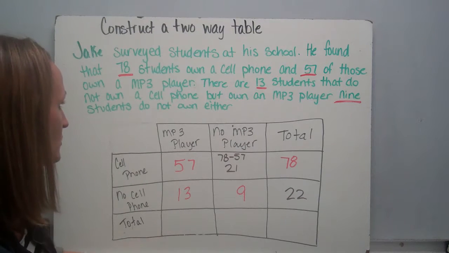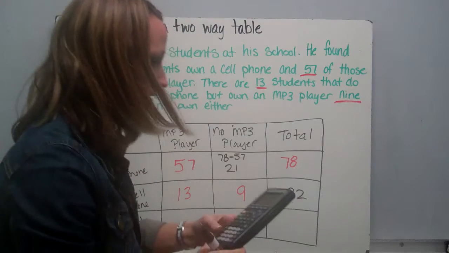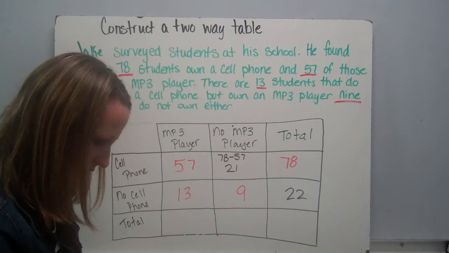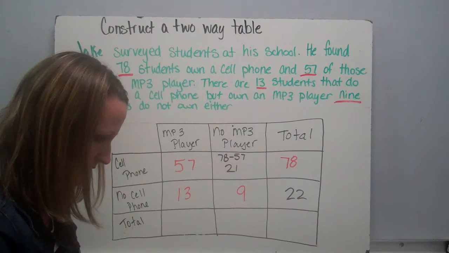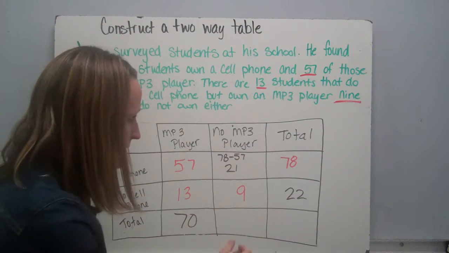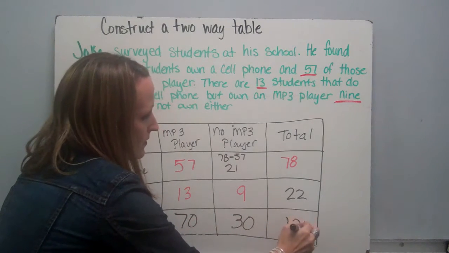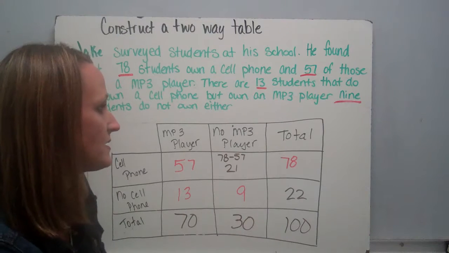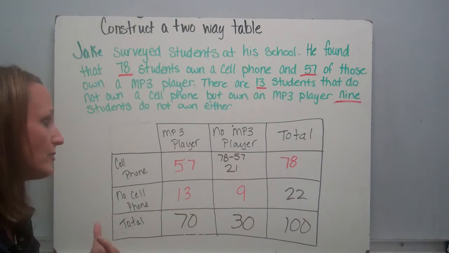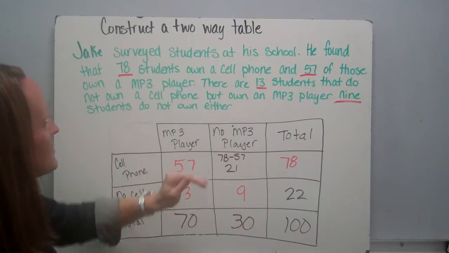Okay, so now we need to get our totals. So how many have an MP3 player total? So 57 and 13, I'm going to use a calculator just so that I'm correct. Alright. 57 plus 13, so we should have 70 here. And here, 21 and 9, that's going to give us 30. So going across our row, we have 100. We should also have 100 coming down this column. 78 and 22 is 100. So we have correctly constructed our frequency table, our two-way table, with MP3 players and cell phones.